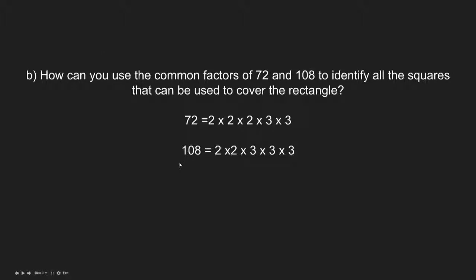It says, how can you use the common factors of 72 and 108 to identify all the squares that can be used to cover the rectangle? To do that, we need to list the common factors. Unfortunately, Google Slides is not conducive to making a factor tree, so I have just listed my factors. Most of you prefer prime factorization and factor trees. I do too, and when I did this, I actually did a factor tree on my note paper. If that's going to help you, do that. But when I did my prime factorization, this is what I got. Once you've got that, you move on to the next step.